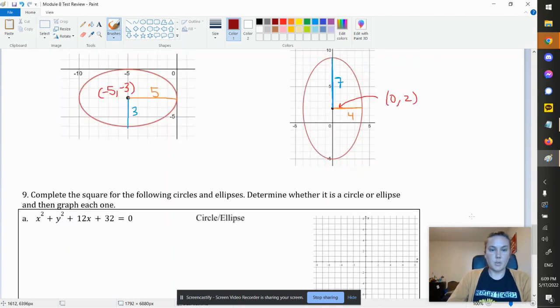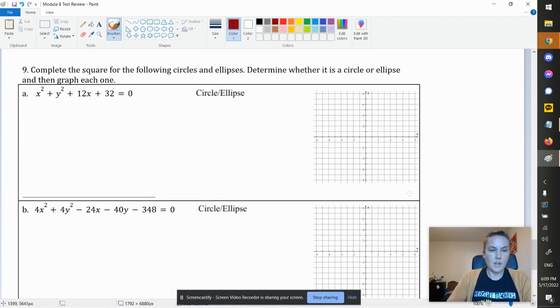All right, last one, the weird one, the hard one. I want to first figure out whether these are circles or ellipses. Then I want to complete the square on all of them. Then I want to graph them. This is a monster problem, right? Let's do it one by one.